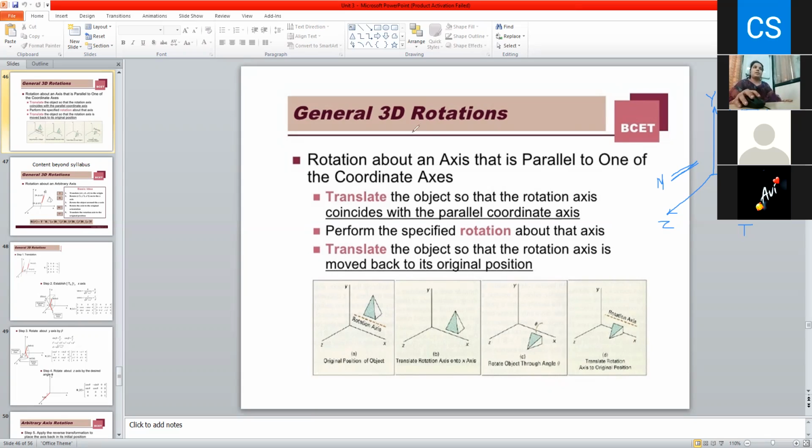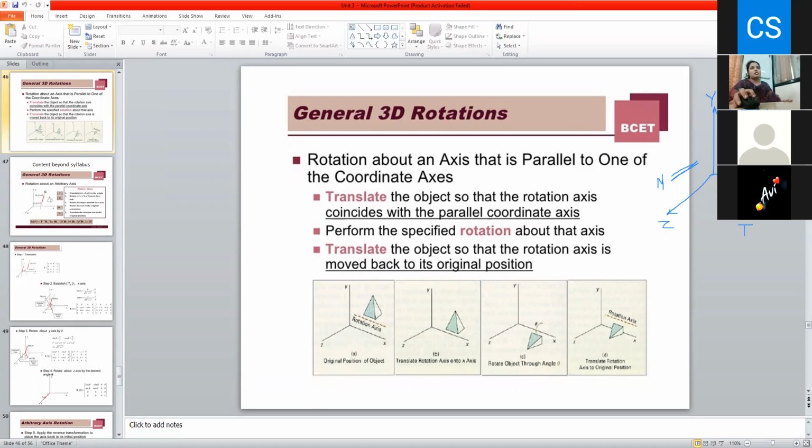So first thing is translate that axis, so that it will coincide on the coordinate axis. Then now the L and X are same. L is coinciding on X. So L and X are same, and that's why I can carry out the rotation around X, because I know the T matrix for rotation about X axis. So then I will carry out the rotation with the specified angle theta. That is my second step.